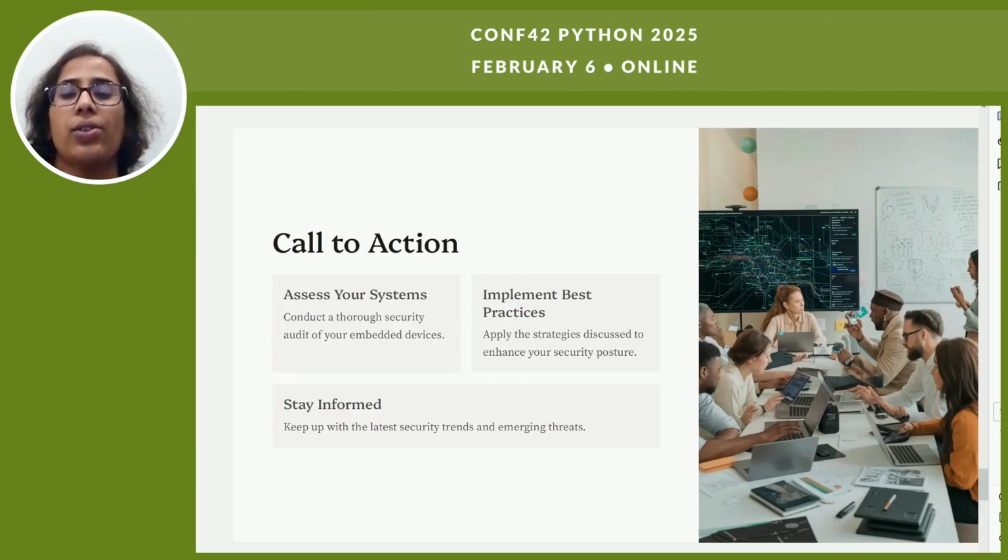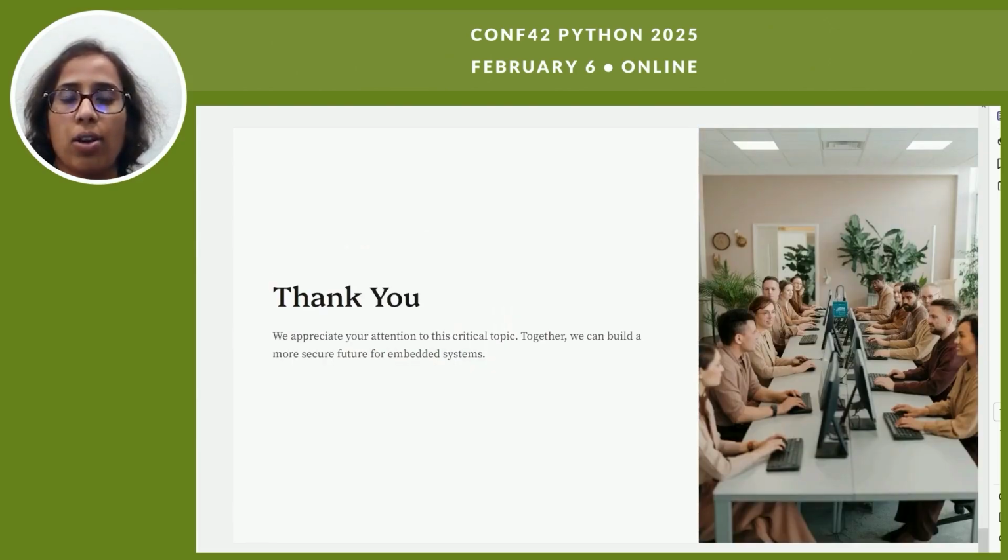So the next actions that we would need to take are to assess our systems and then implement the best practices that suit the needs without impacting the performance of the systems. And also it is very important to stay up to date on the current security trends as well as the emerging threats.